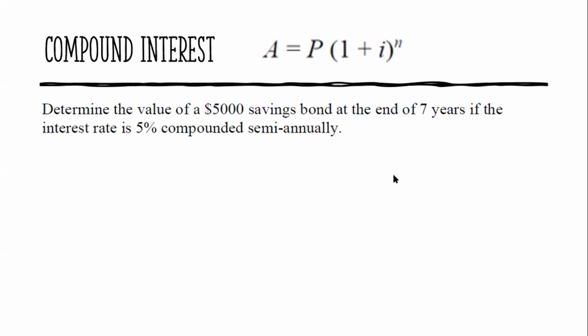So help me out. What part is the P? What part is the I? What part is the N? That's what I'm trying to get from this. Let me start with the P. Zubair, what's the P in this case? 5,000. 5,000, good. So that's my P.